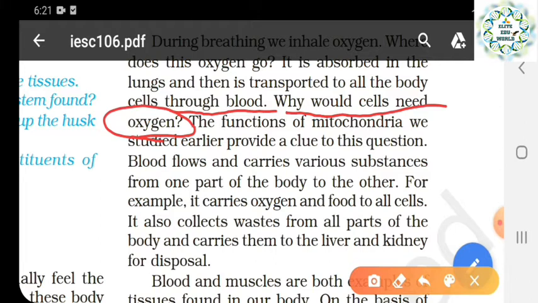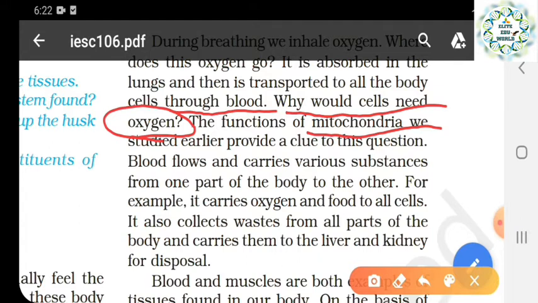As we have already studied the function of mitochondria, that provides a clue. What is the function of mitochondria? It is the powerhouse of the cell. Why is it called the powerhouse? Because it generates energy, and that is called cellular respiration. With the help of the blood, glucose reaches the cell, and oxygen from the alveoli also reaches inside the cell.